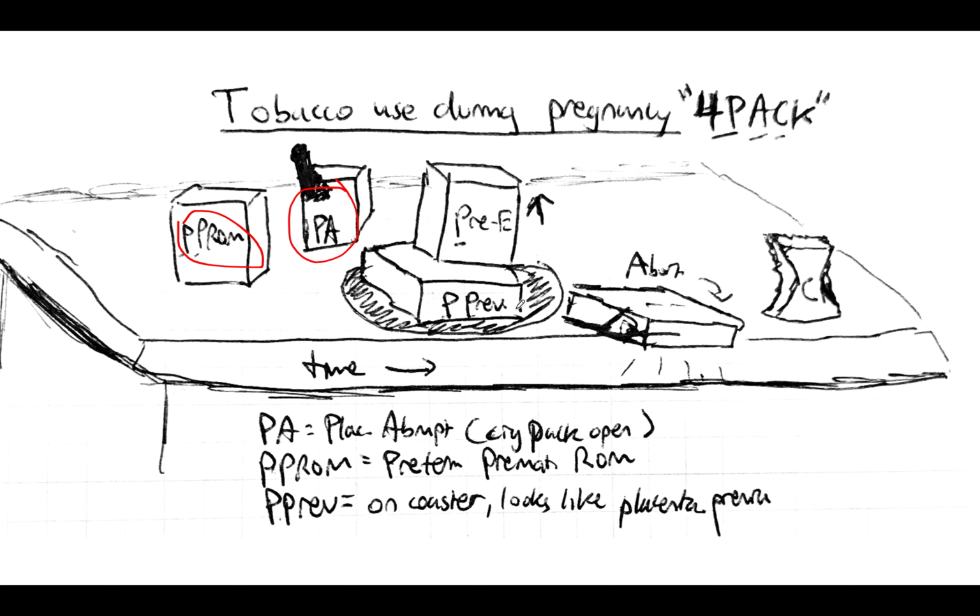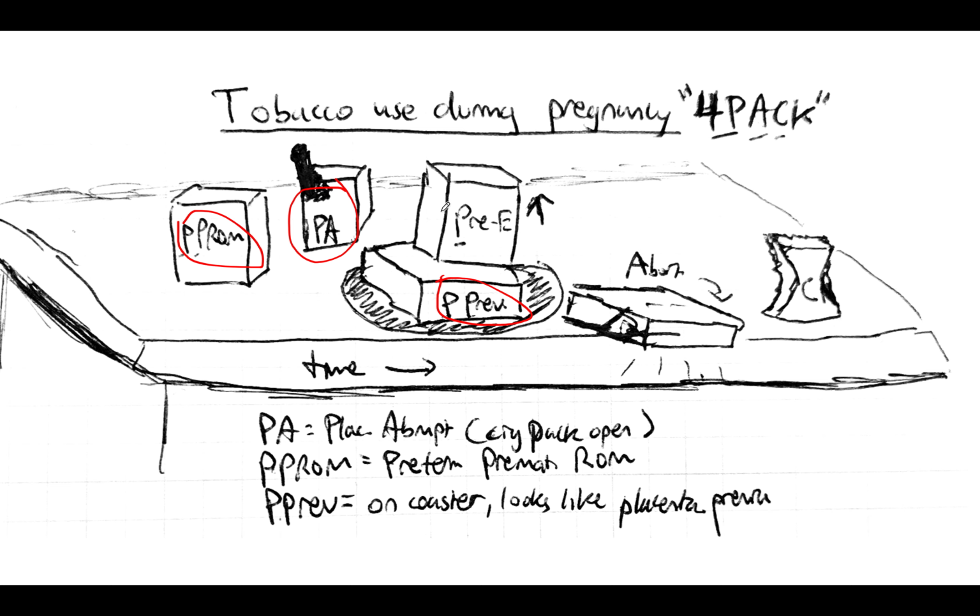Next we have placenta previa, or PPrev. This is when the placenta is abnormally located at the opening of the uterus, known as the cervix. And we can see what looks like a cervix or a coaster here on the bottom.